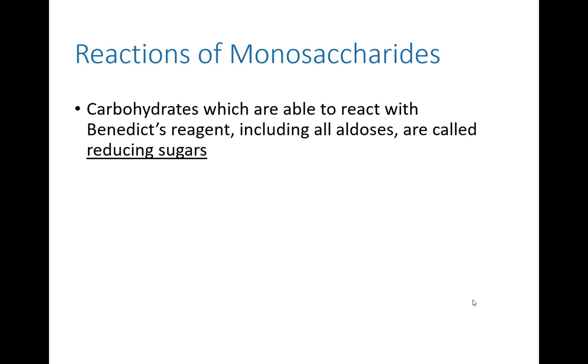When a carbohydrate is able to react with Benedict's reagent, and that would be all of the aldoses, and it turns out ketoses do as well for reasons which we won't go into for right now, all of those compounds are called reducing sugars. And that is because the aldehyde or the ketone is able to reduce Benedict's reagent. It goes from being copper 2 to copper 1.